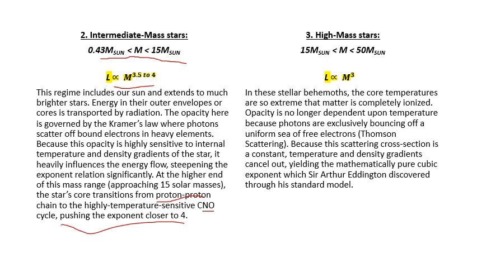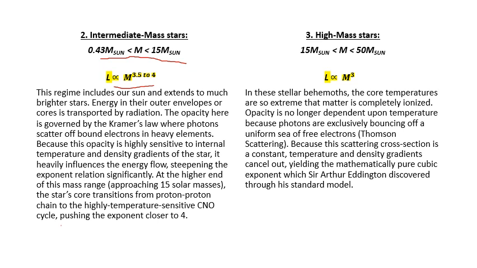Therefore, when it goes to the higher temperature sensitive CNO reaction, the luminosity also increases because there is higher temperature, more fusion, and therefore more high energy gamma photons being released from inside the core.